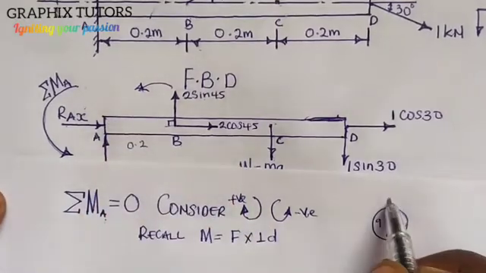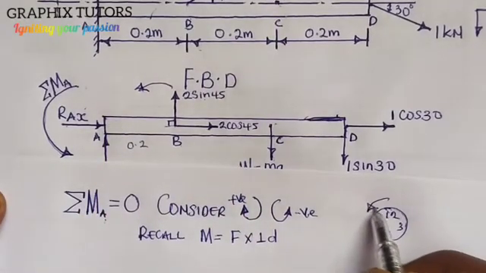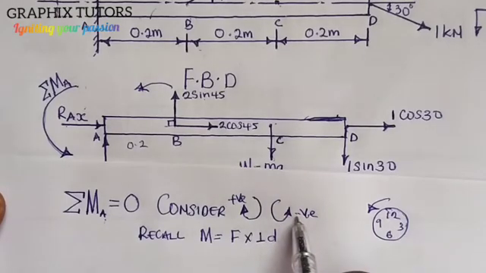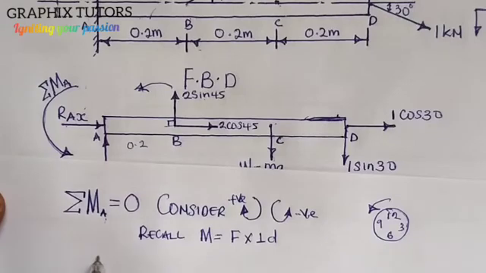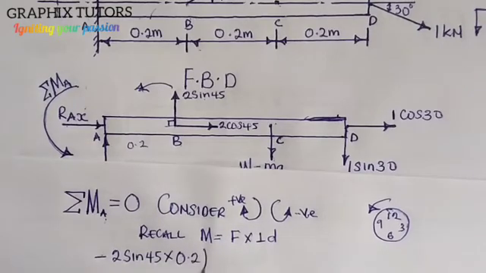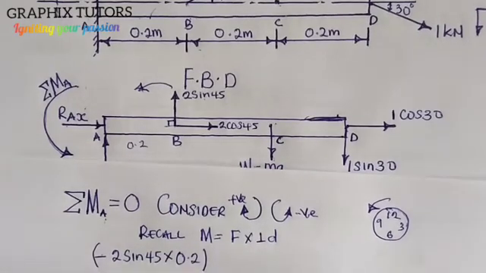Now if I come here, anything going like this, what do you notice? It's going against the direction of the clock, and that is what we call anti-clockwise. And we say anti-clockwise moment is negative. So I'll be having minus 2 sine 45 multiplied by 0.2. That is the first moment here.